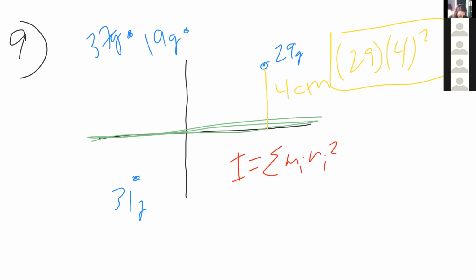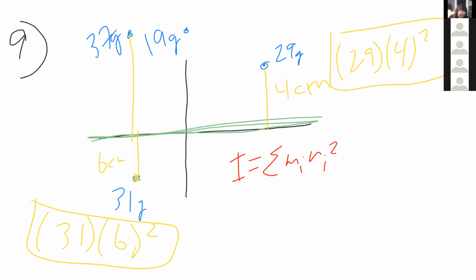For my 31 gram particle down here in the third quadrant, that guy was located at -6, -6. What is the shortest straight line distance? That's just 6 centimeters. And so when I go to calculate the inertia for that one, it'll be just 31 times 6 squared. And then both of these guys are a distance for me of 8 centimeters. So I just take their masses, multiply by 8 centimeters squared. And then once I've calculated this for each of the 4, I just add them together, and that will give me my inertia.